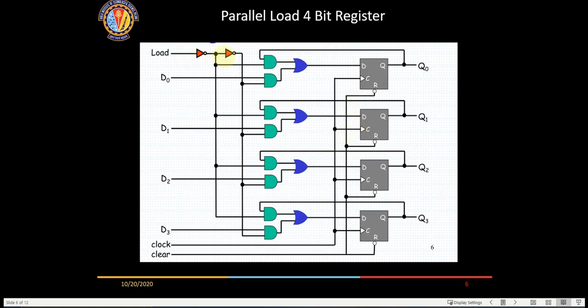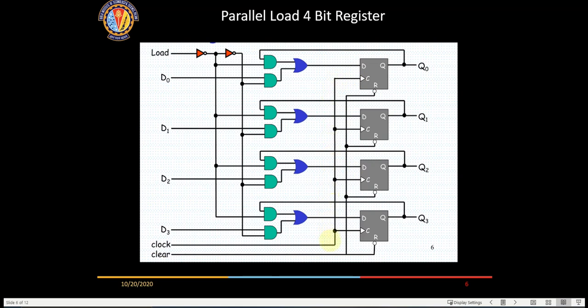Okay, this is another schematic where instead of SR, it is being implemented with D flip-flop. So let's go with the clear signal. If the clear goes low, all the resets will be activated and it will all go to 0. So the clear has to be normally high so that the reset is disabled. Clock is again given to all the flip-flops.